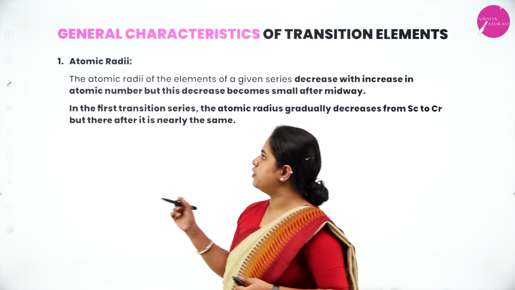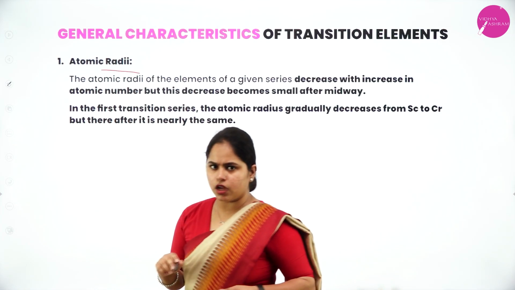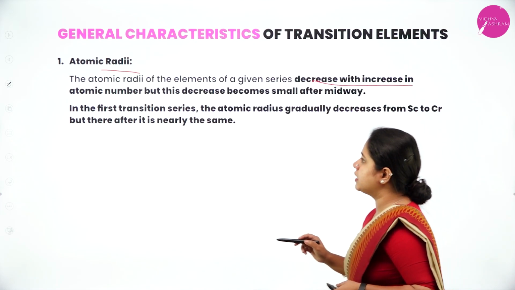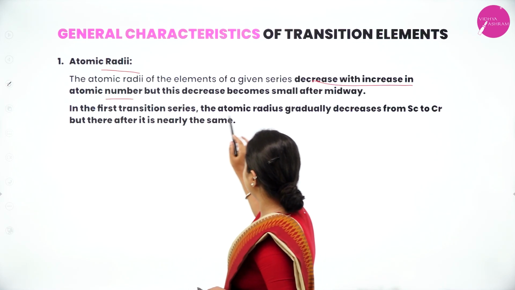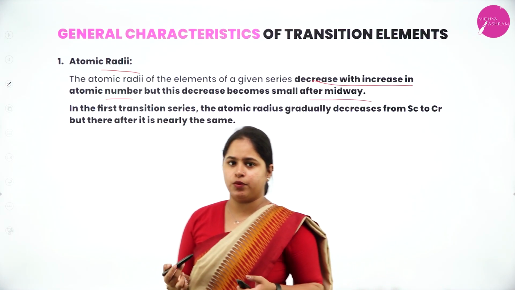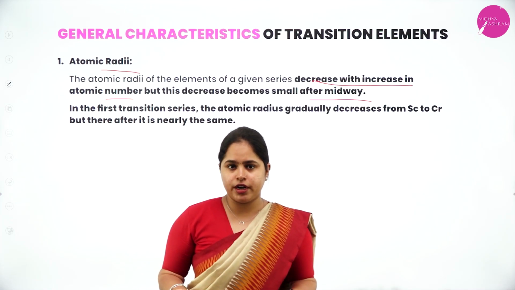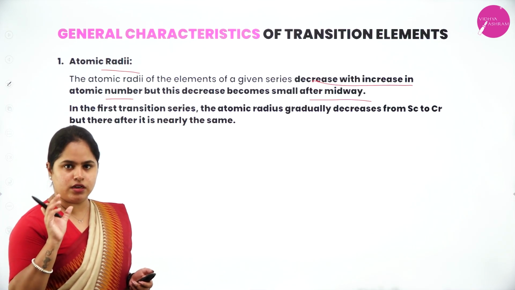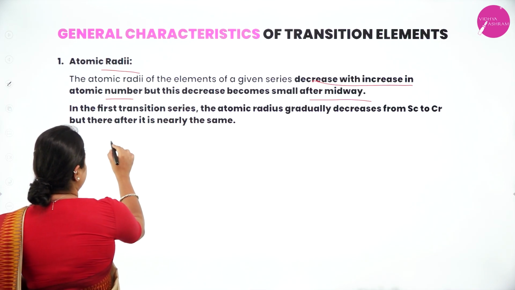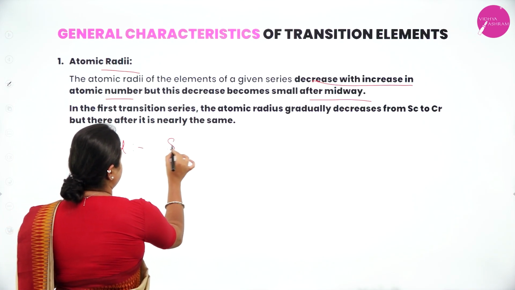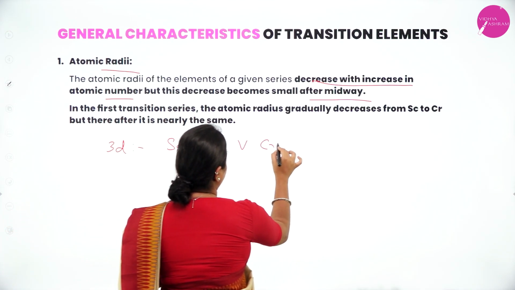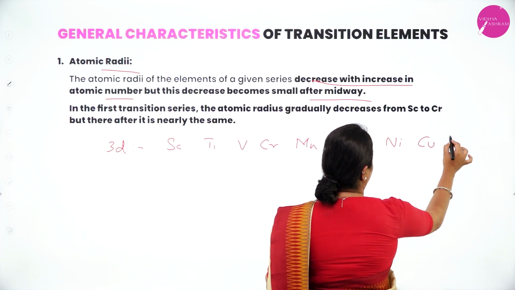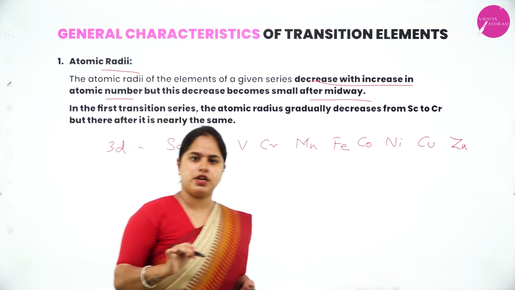Okay, so let's begin with the first one, that is atomic radii. The atomic radii of elements of a given series decrease with increase in atomic number, but this decrease becomes small after midway. So what happens here? Let's take the first transition series, that is the 3d series. I'm going to write here: scandium, titanium, vanadium, chromium, manganese, iron, cobalt, nickel, copper and zinc. So this is the first transition series.